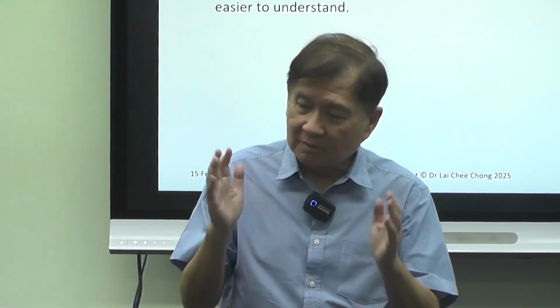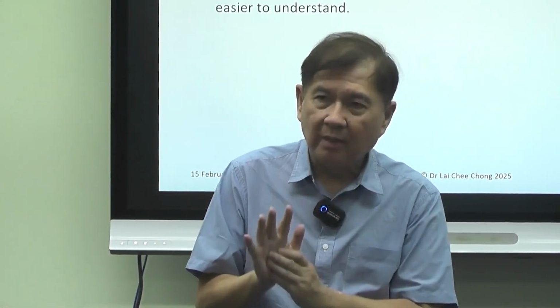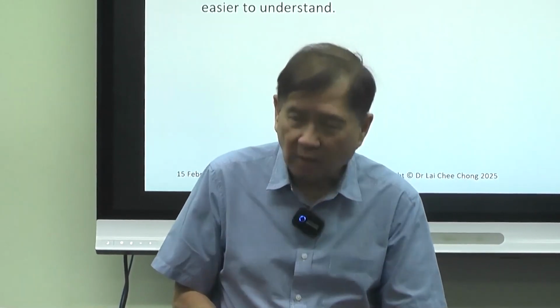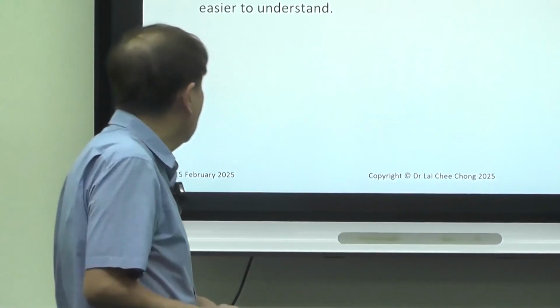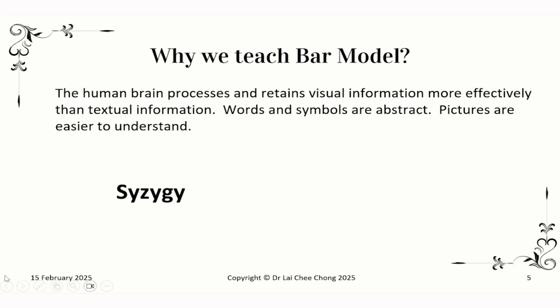So what happens when they go to school? The teacher will tell them, okay, this object is called a chair. It's only a label stuck to that object which they are very familiar with. That is why words and numbers are symbols. They're hard to understand, they're abstract. But pictures are easier to understand. So that's why we teach bar model.